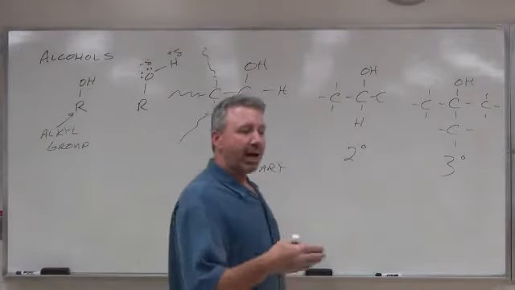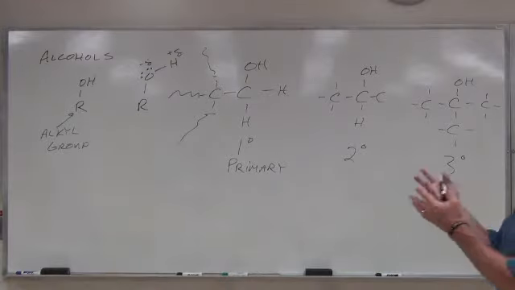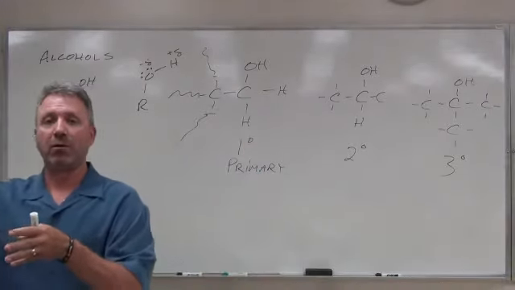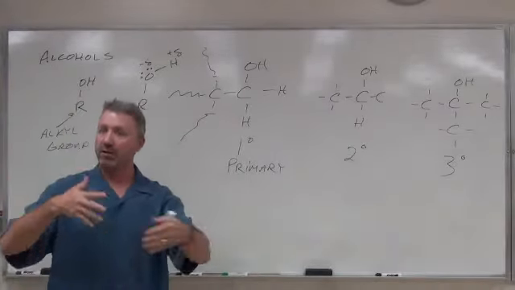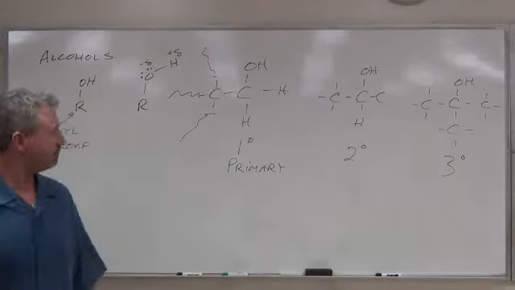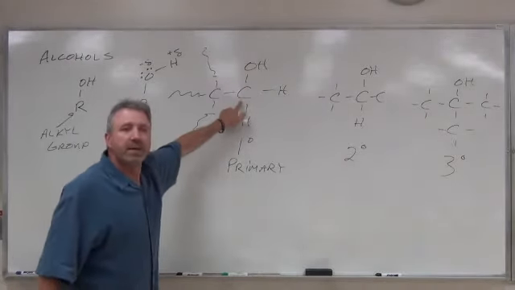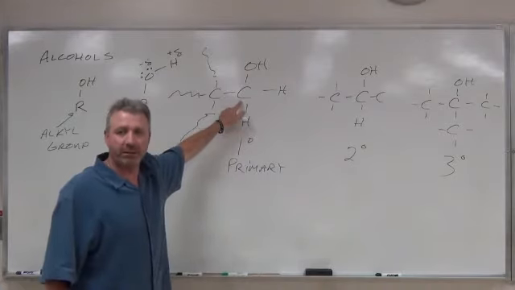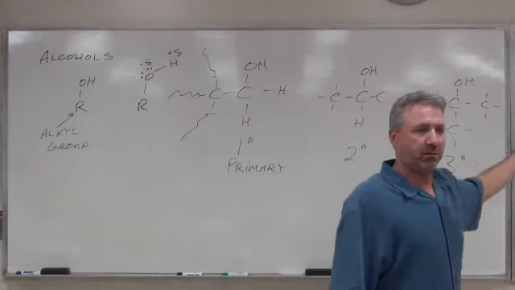Okay? You will have to identify primaries from secondaries from tertiaries. And in fact, you might have a question on the exam that says, from the following, which is a secondary alcohol? And you have to go through and figure out which one's a secondary alcohol. You just locate the carbon that has the OH, and you look and see how many other carbons that carbon is bound to. The number of carbons it's bound to will tell you the degree of the alcohol.